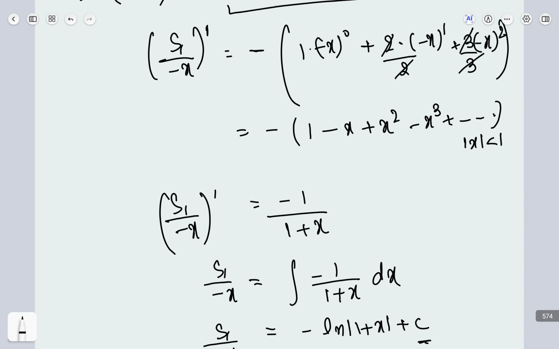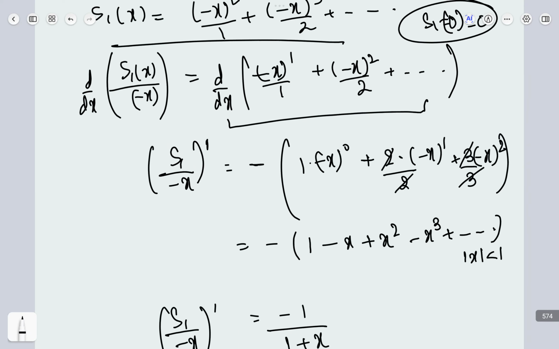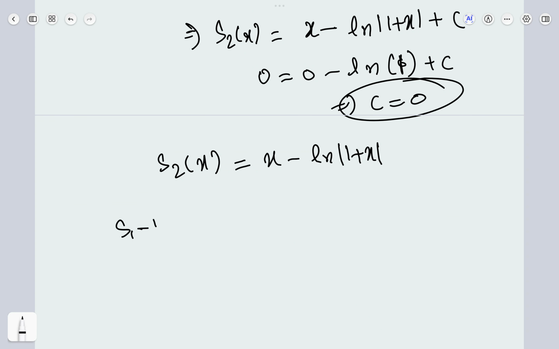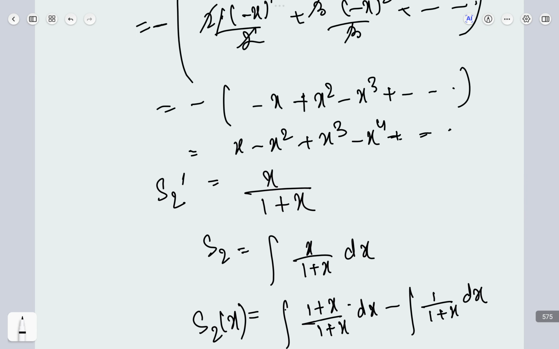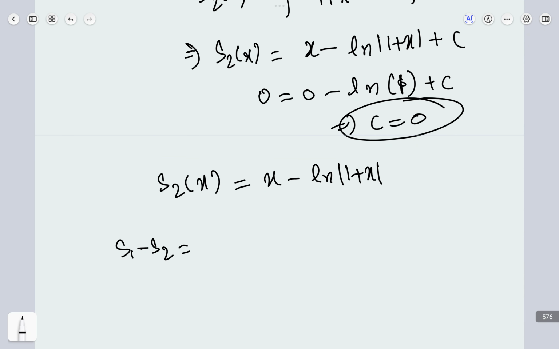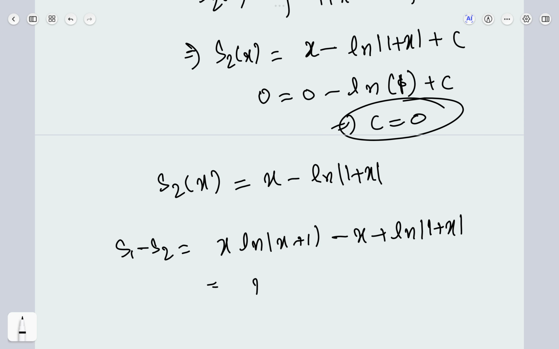I think other than that nothing is left. S1 minus S2 is the answer. So S1 minus S2 will be x ln mod x plus 1 minus x plus ln mod x plus 1. So this is x plus 1 ln mod x plus 1 minus x, S1 minus S2.